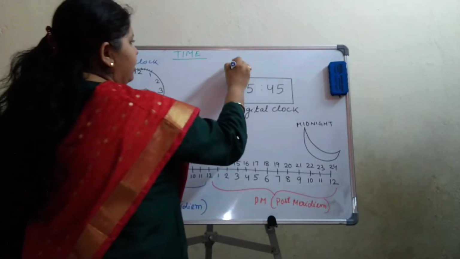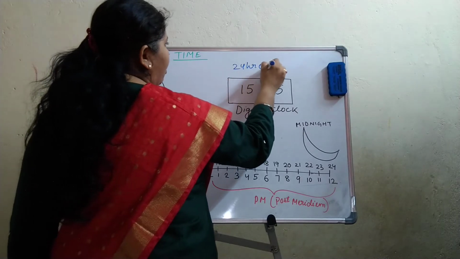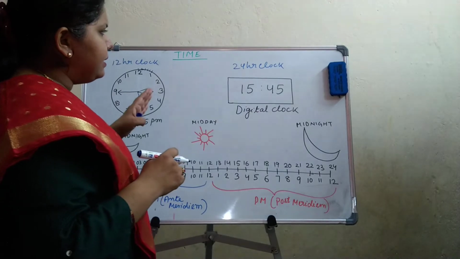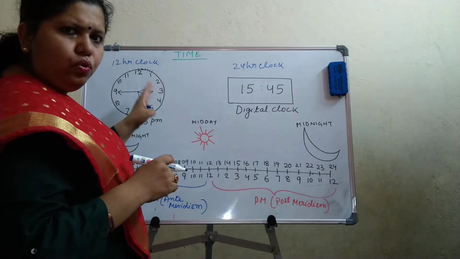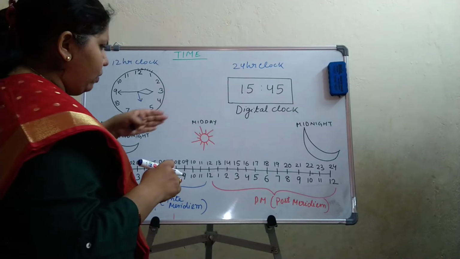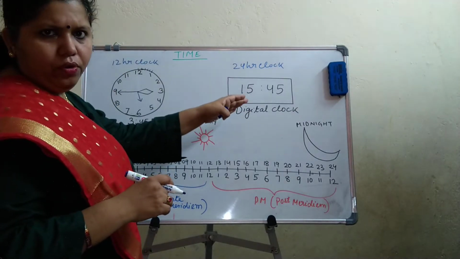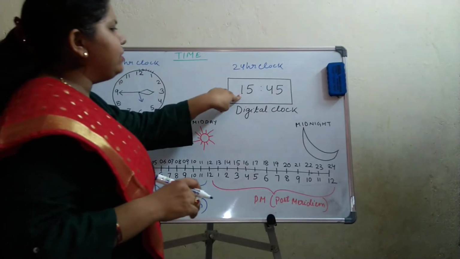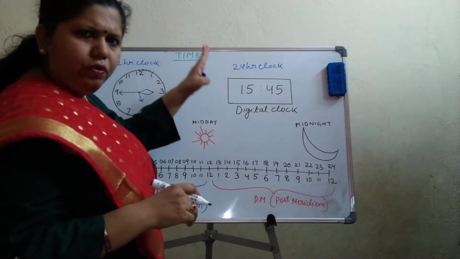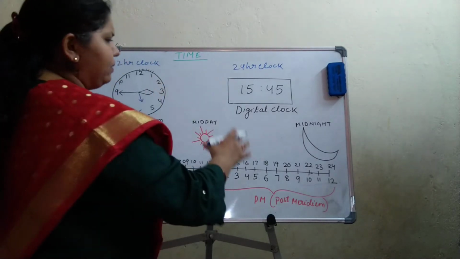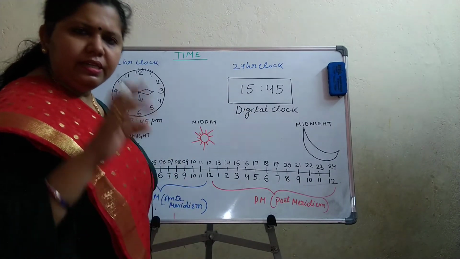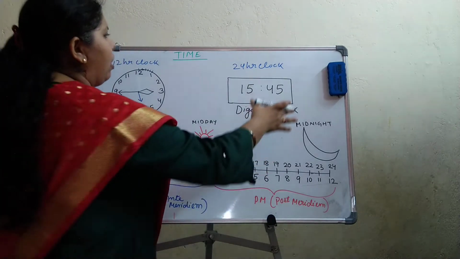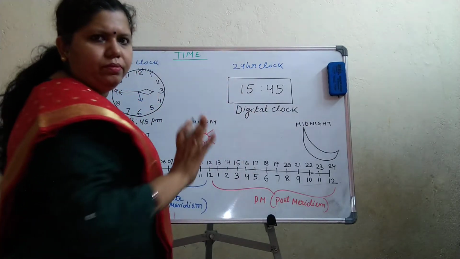The other name for this clock is the 24-hour clock. Why is it called a 24-hour clock? Because it starts from 0 and ends in 24. The 12-hour clock starts from 12 and again ends in 12, but this will start from 0 and end in 24. Or you can say 0 to 0, and that comprises 24 hours. It is a complete 1 day. 1 day is 24 hours. So this clock will cover the entire day.